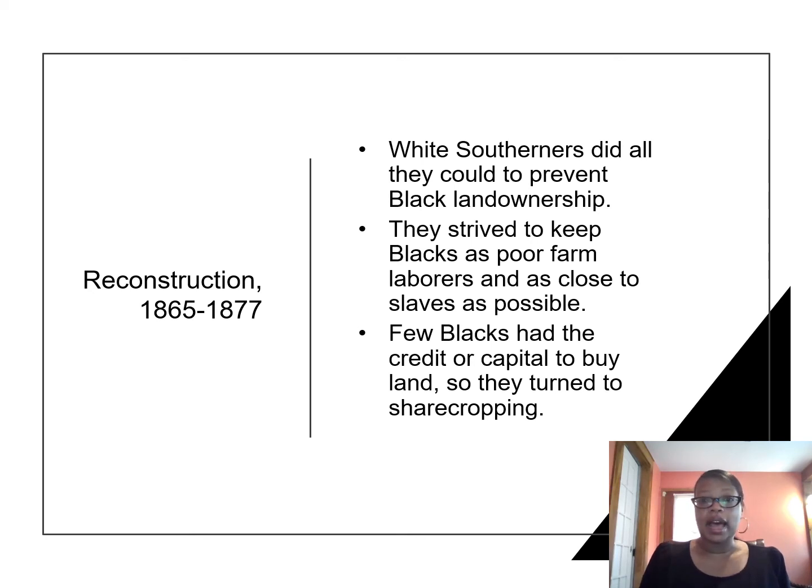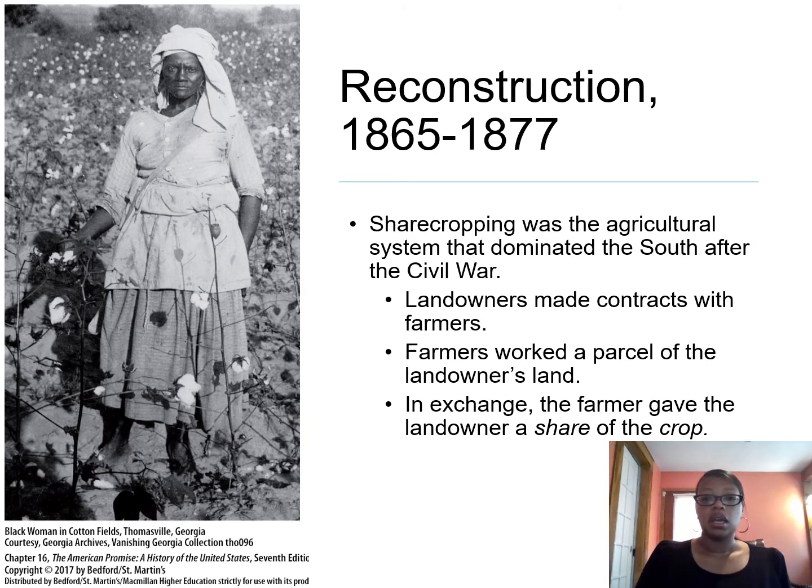Few Black people had the credit or capital to buy land, so many of them turned to sharecropping. And sharecropping was the agricultural system that dominated the South after the Civil War. Essentially, white landowners made contracts with Black farmers, and in some cases, poor white farmers, and in exchange, the farmers worked a parcel of the landowner's land. In exchange, the farmer gave the landowner a share of the crop.